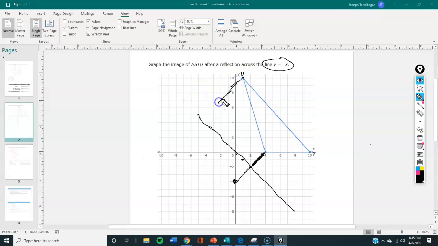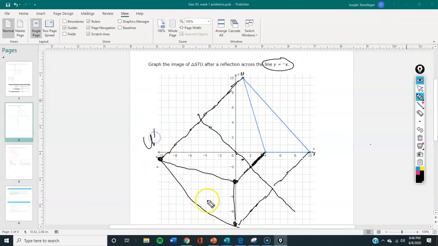So I go 1, 2, 3, 4, 5 and a half. I'm just counting how far it is to the line and going that far the opposite way. 1, 2, 3, 4, 5. There we go. Reflected. Perpendicular distance away. So that'd be U prime, S prime, T prime.